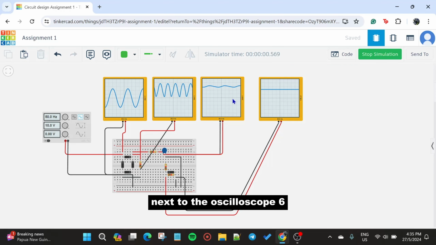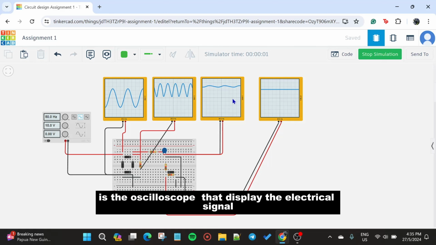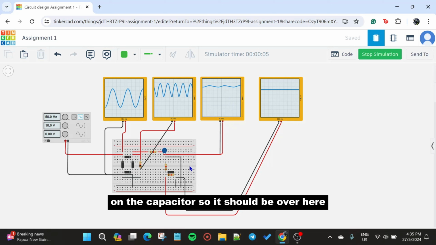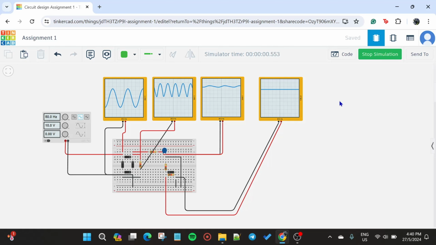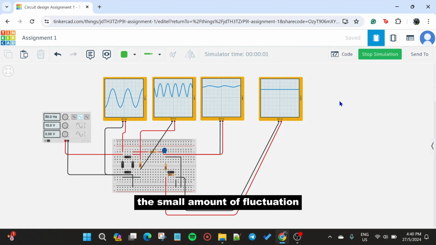Next to oscilloscope 6 is the oscilloscope that displays the electrical signal on the capacitor. So it should be over here. The capacitor reduces the variation in the rectified voltage. The small amount of fluctuation here is the ripple.